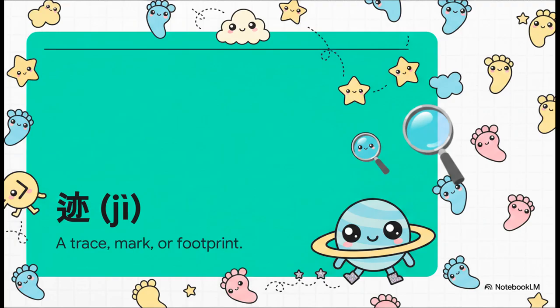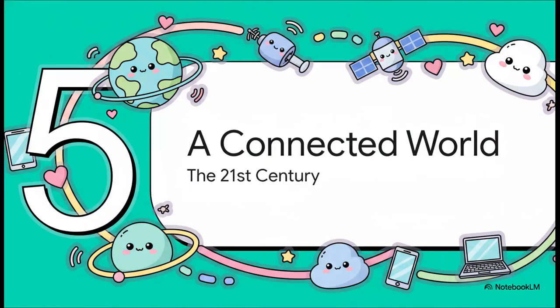And that brings us to the character Ji, another fourth tone. Ji. This one has a fantastic clue built right in. The radical on the left side means to walk. So a Ji is the mark that's left behind by walking. Those footprints on the moon? A perfect Ji. You know, those footprints on the moon connected us to a whole new world.